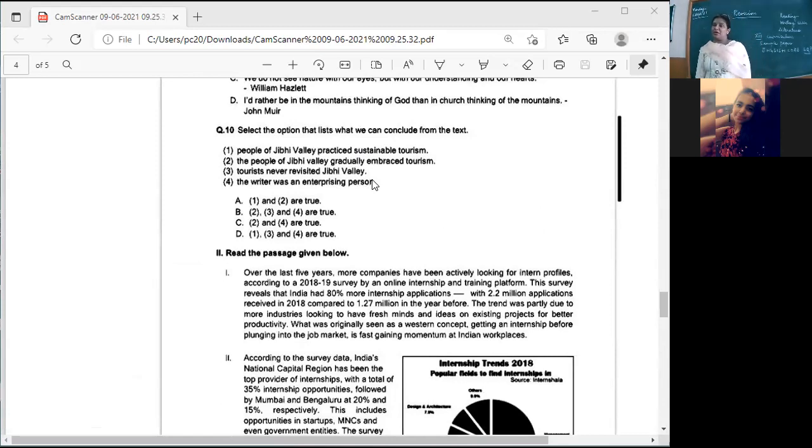Who is an enterprising person? Come on, you're all commerce students, you know that. Who is an enterprising person? Is ready to take a risk? Yes? Then, come on, you give me the answers. What do you think? Come on, now this is your test, not mine. Give me the answers. Hurry up. You decide, B or D.